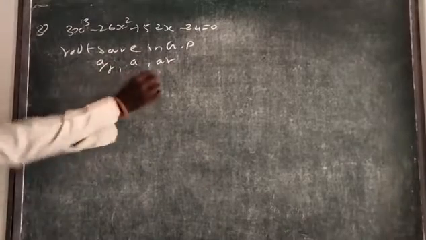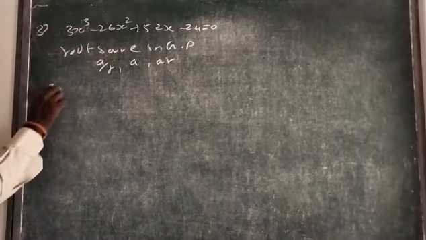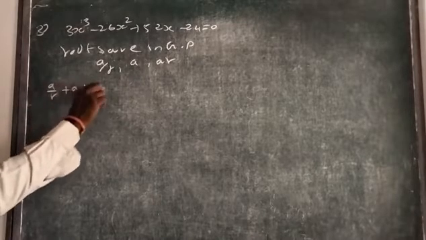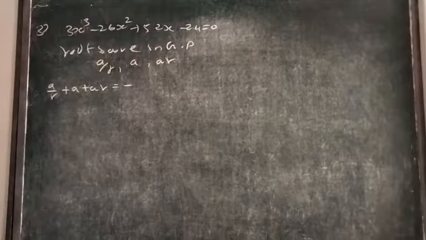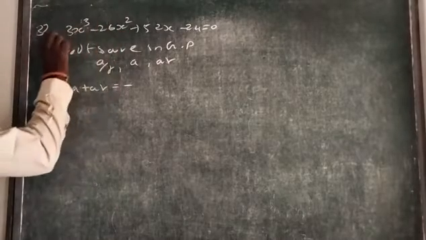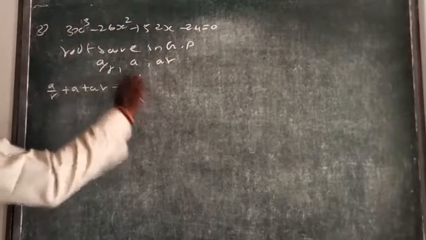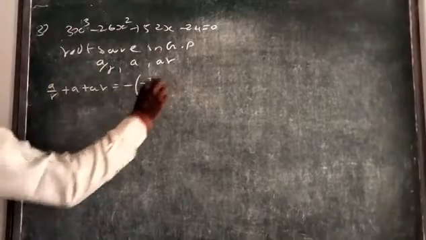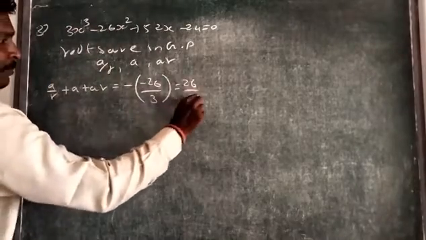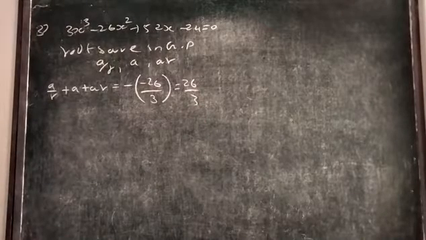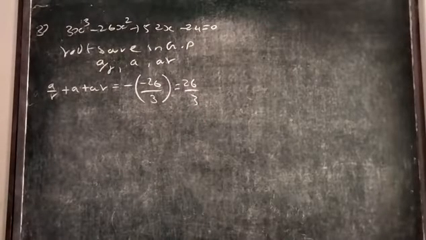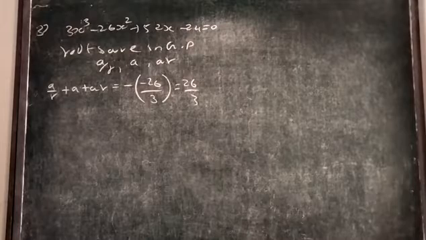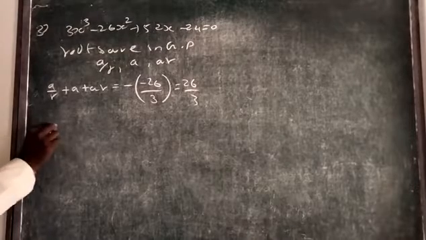Same condition, sum of the 3 roots: a by r plus a plus ar equal to minus of coefficient of x squared by coefficient of x cube. The coefficient of x squared is minus 26, and the coefficient of x cube is 3. It becomes plus 26 by 3. Take this as equation 1. Then you can write multiply and add the roots.